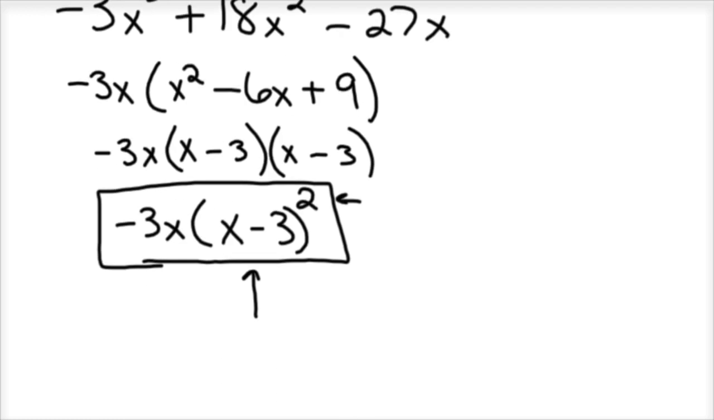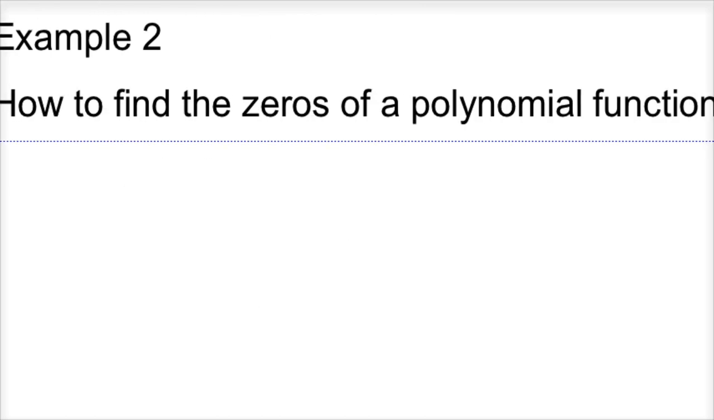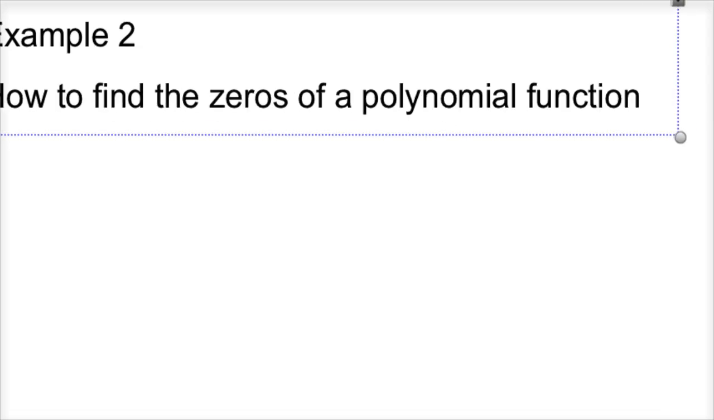So there's factoring and putting things in linear factors. Okay? Example 2, and it doesn't quite fit, and I apologize for that. Should have probably tested that first.